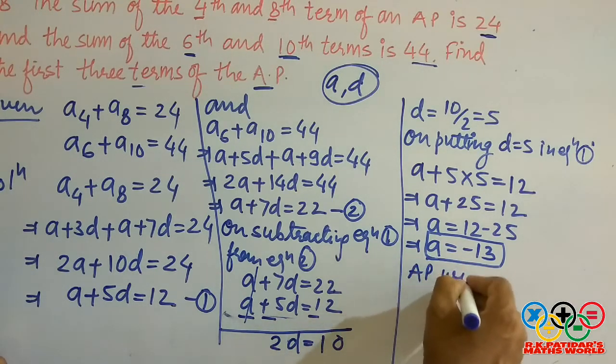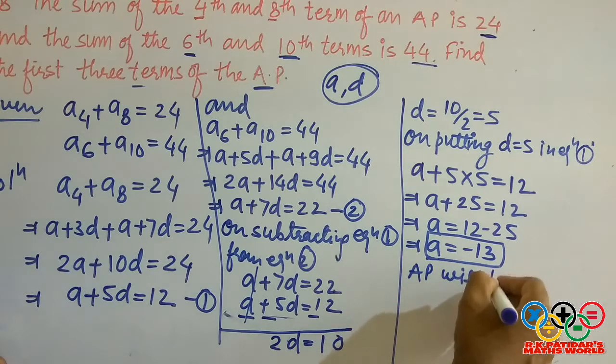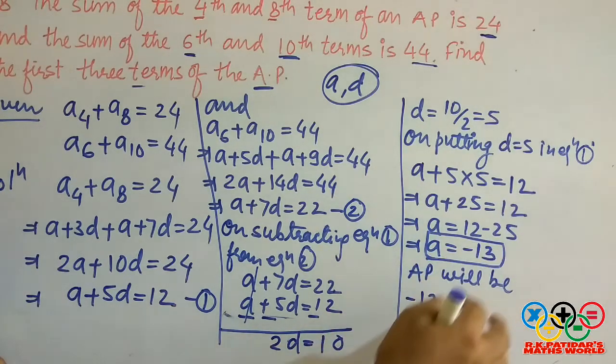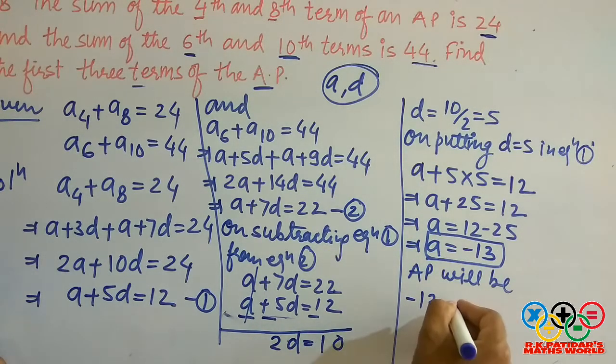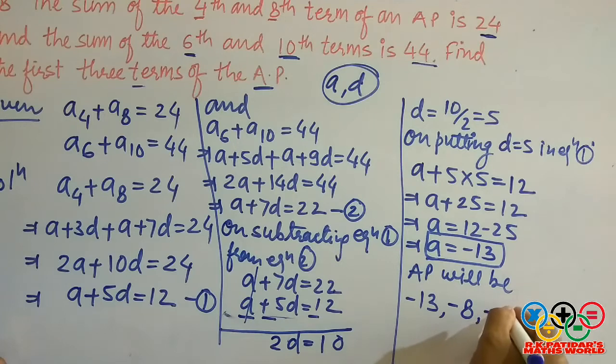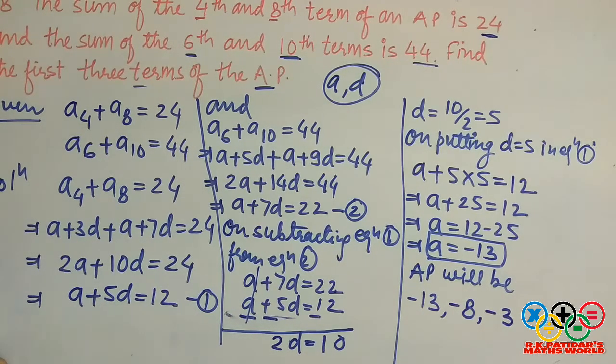Hence AP will be, we have to write here the 3 terms. So first term is minus 13. Common difference is 5. So minus 13 plus 5 will be minus 8. Minus 8 plus 5 will be minus 3. And so on.